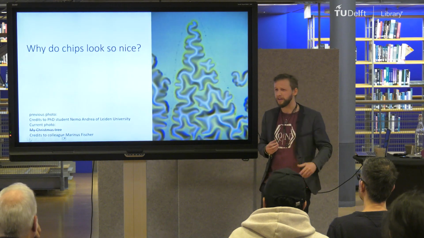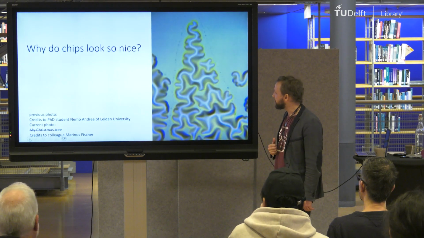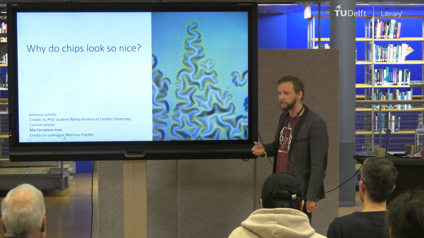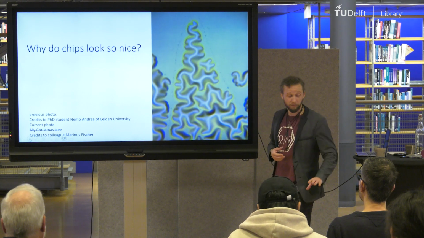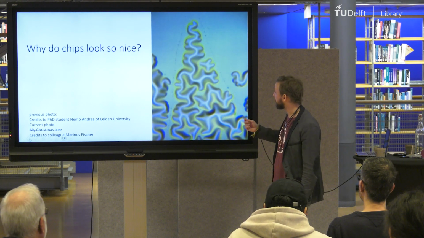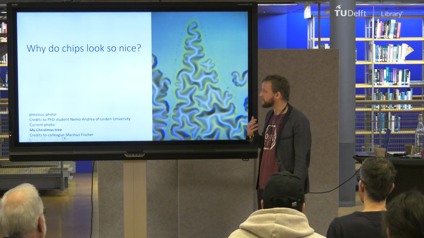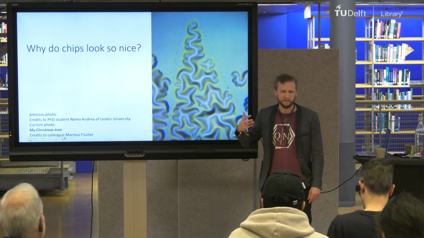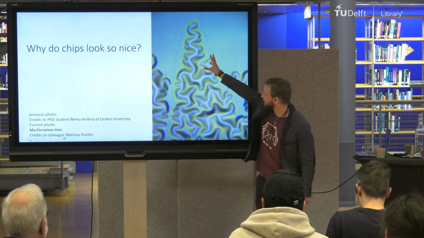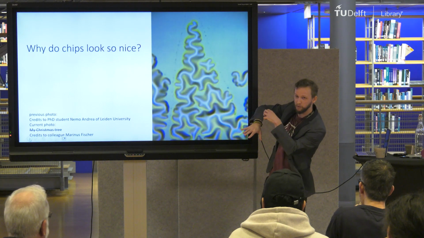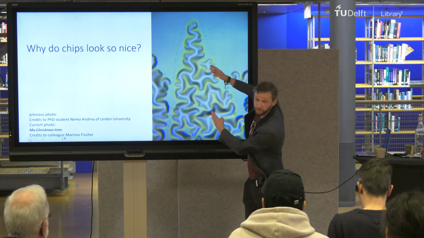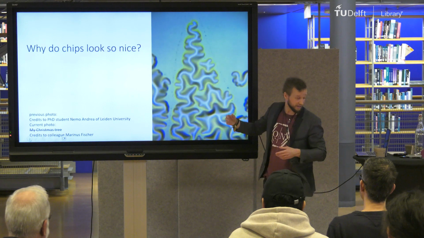So why do chips look so nice? There are all these amazing aesthetics in chips, and we'll see more and more in the hotel and during the lecture, but you have these weird shapes that pop up in chips. For instance, what you see here is actually one layer crumbling away from another layer and forming a beautiful Christmas tree as a byproduct.